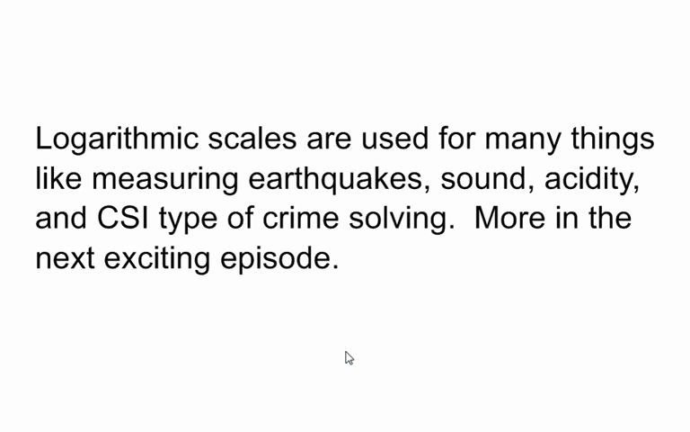Logarithmic scales are used for many things. Measuring earthquakes with the Richter scale. We have sound with decibels. Those are all logarithmic. We have the acidity of different things going from lye to acid, so we have something very base-like and very acid-like. And also the CSI type of crime solving, when they say that a body was killed between the hours of 2 a.m. and 4 a.m. and how they figure that out, that is based on Newton's law of cooling, which really just uses logarithms to come up with the answer to those crime-fighting ideas.